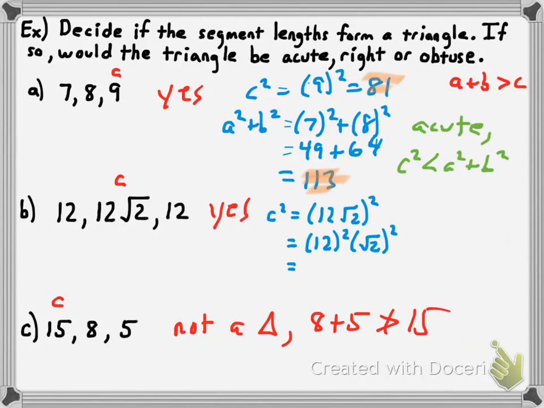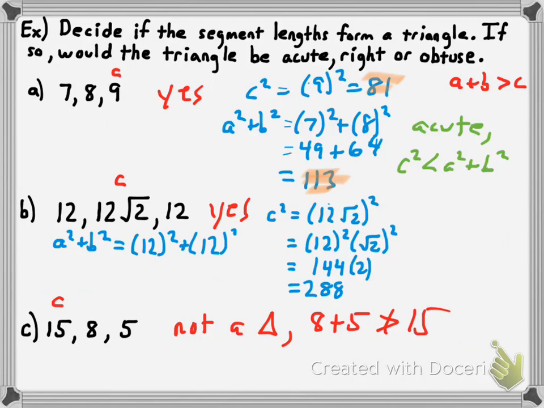All right, now for our c squared, remember we have to square both the 12 and we have to square the square root of 2. And that gives us 144 times 2, or 288. That's the value of c squared. Now let's look at a squared plus b squared. A squared plus b squared is equal to 12 squared plus 12 squared. And that's 144 plus 144, also equal to 288, isn't it?